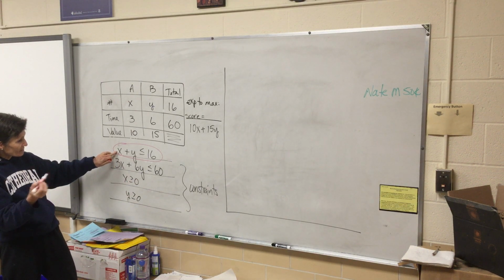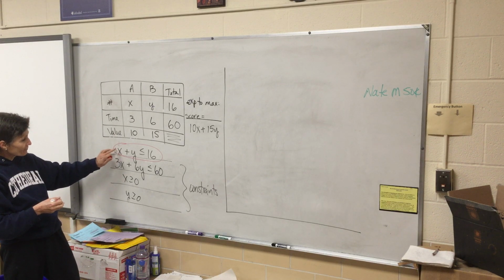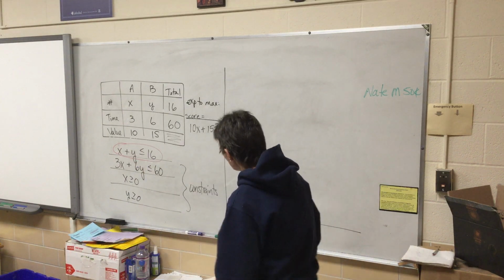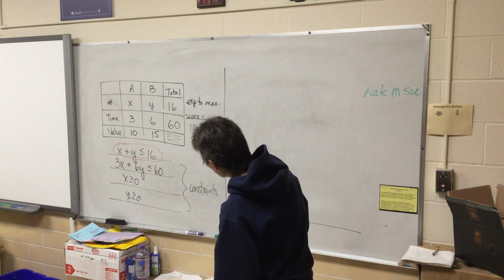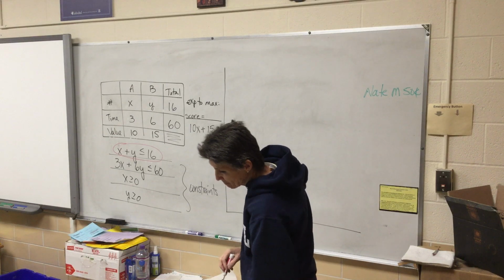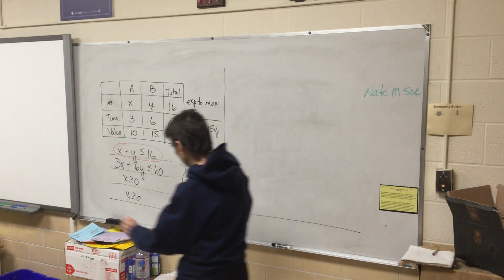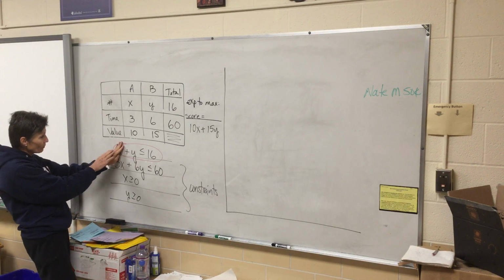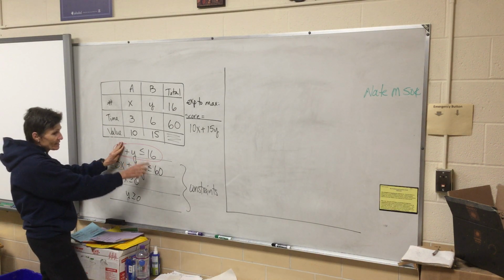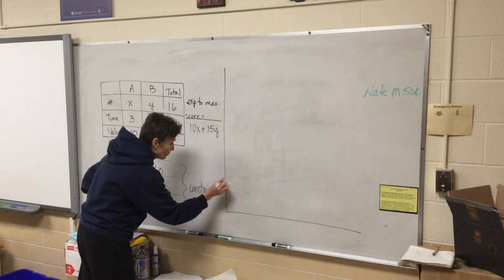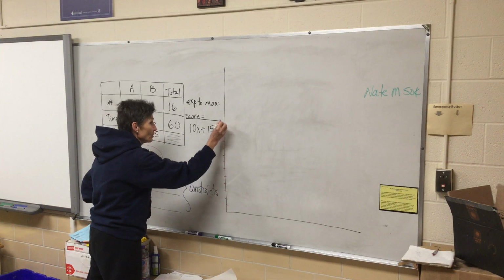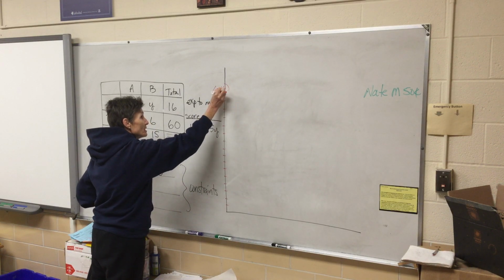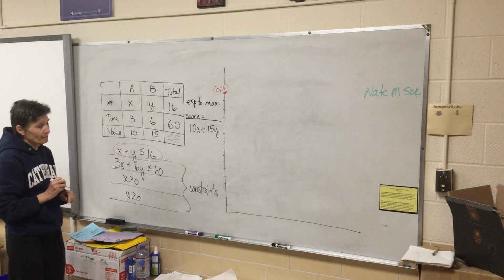I'm going to use my red marker, and I'm going to graph this equation. Now, what I would suggest is graph using the intercepts. And by that, I mean cover up one of your letters. If you cover up x, then y is 16. So 1, 2, 3, 4, 5, 6, 7, 8, 9, 10, 11, 12, 13, 14, 15, 16. So I'm going to put a dot right there at 0, 16.